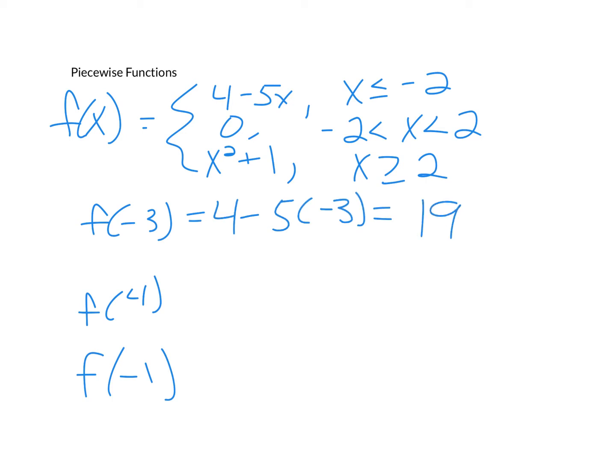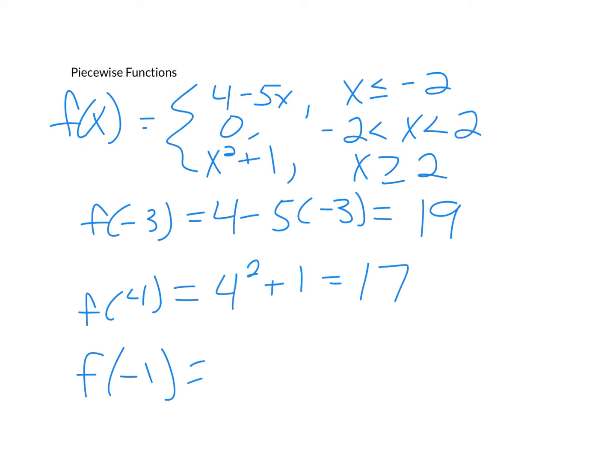And then we put 4 in. 4 is where? 4 is down here. 4 is greater than 2. So therefore, it's going to be the x squared plus 1 part of the function, which is going to get us 16 plus 1, which is 17.